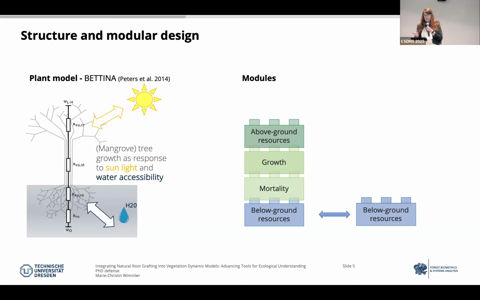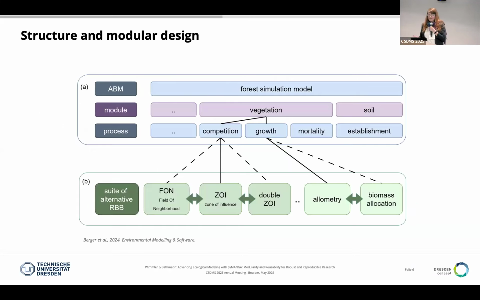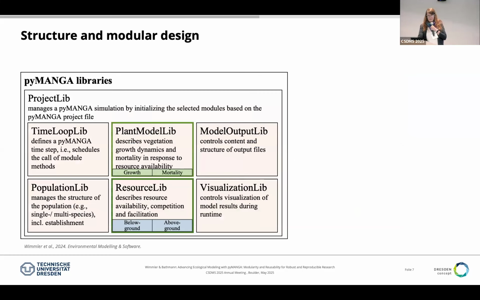Modules of one compartment can then be exchanged with alternative implementations, or several processes can be simulated in parallel. Following this idea of modularity, we have implemented several modules that represent alternative implementations of the same process. For example, the competition between plants or trees can be described using well-established concepts in this community. They are, for example, called zone of influence and field of neighborhood. It doesn't matter what they mean now. The same is true also for other processes such as plant growth or seedling dispersal.